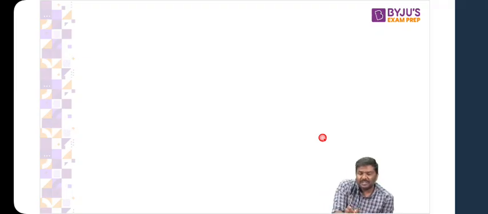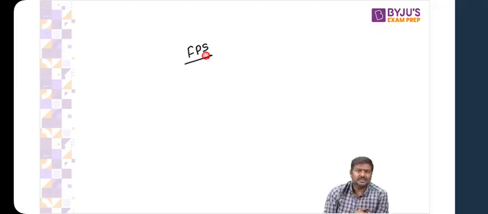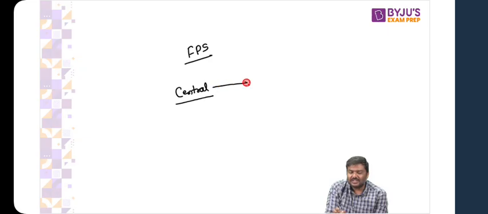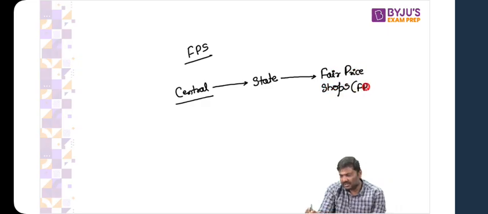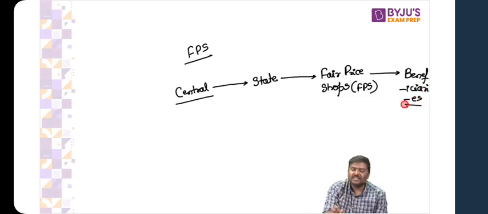How does the public distribution system actually work in India? At the central level, there is a procurement of the food grains. These procured food grains are distributed to the various state governments. Now, the state governments will identify the beneficiaries through the fair price shops, FPS. Through the fair price shops, these food grains will be distributed to the beneficiaries. So this particular infrastructure, this kind of system which has been created, is called the public distribution system.